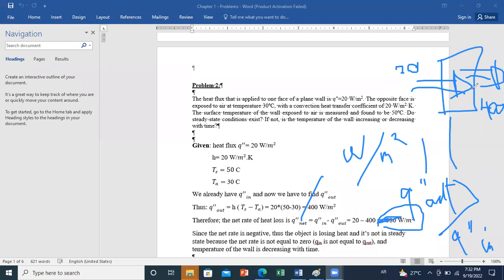You look at what is coming in, what is getting out. If you have more energy loss than energy gained, of course the temperature will decrease and you will not be in steady state conditions. Any question on this problem?